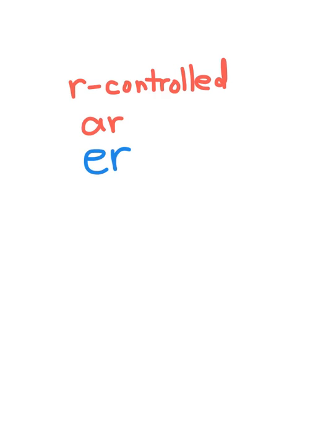Our next type of syllable we learned was called the R-controlled vowel syllable. R-controlled. And the R-controlled vowels are, remember, AR, car; ER, her; IR, bird; OR, horn; and UR, burn.